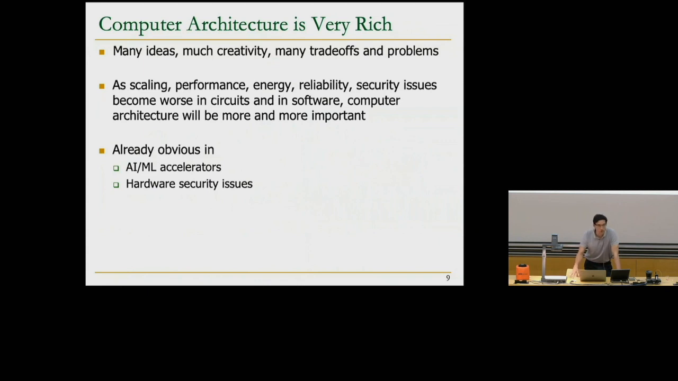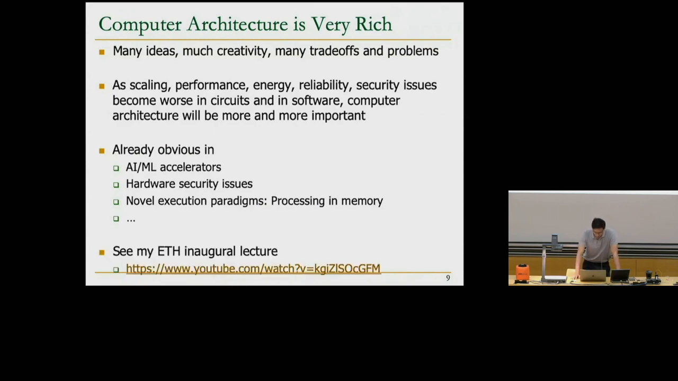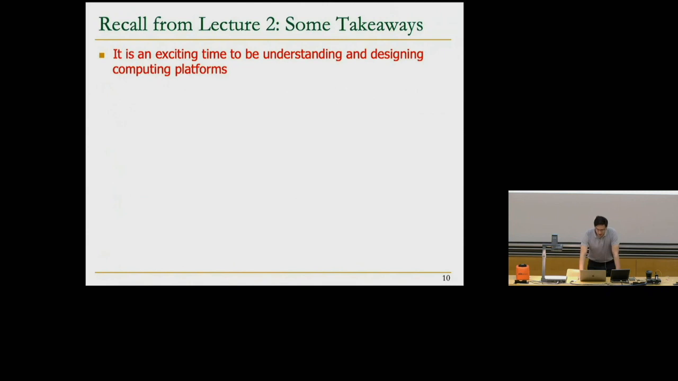There are many hardware security issues that we have to worry about, and we have to come up with nice ways to solve them. Rowhammer, Spectre, and Meltdown are things that we have covered here in the course. And there are also new execution paradigms like processing in memory, or new memory technologies, for example non-volatile memories, like PCM or ReRAM, and many more that are being studied these days. So there are many things to do. A visionary lecture that you might want to watch again, I guess that most of you already did, is Professor Mutlu's ETH inaugural lecture.